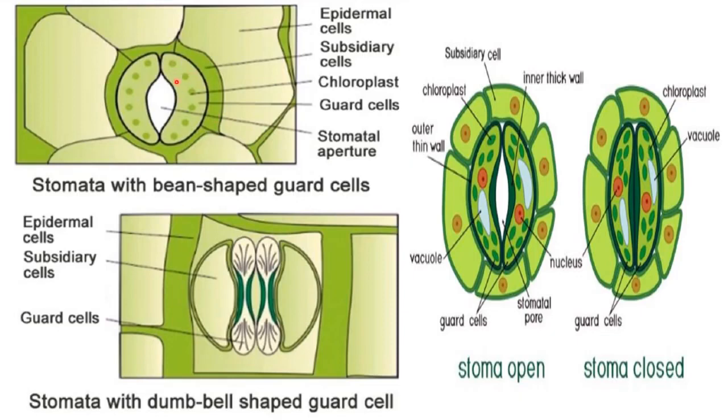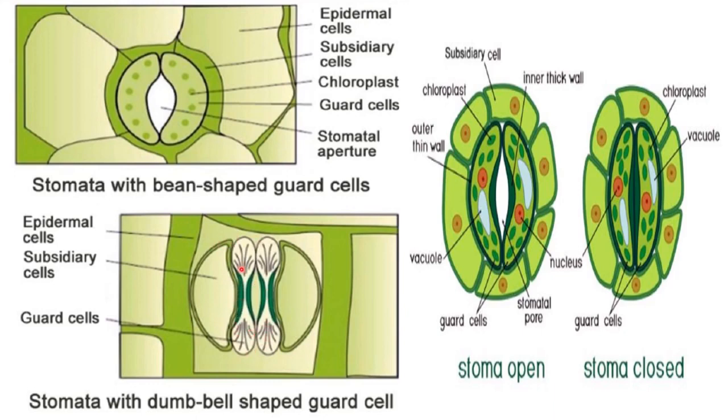Now you can see these guard cells are bean shaped cells, and chloroplast is present in these guard cells. This is the inner wall which is near the stomatal pore, and this is the outer wall which is away from the stomatal pore. Now this inner wall is thick and the outer wall is thin.